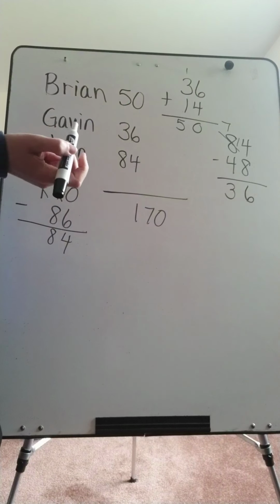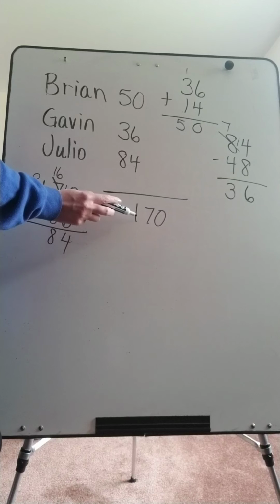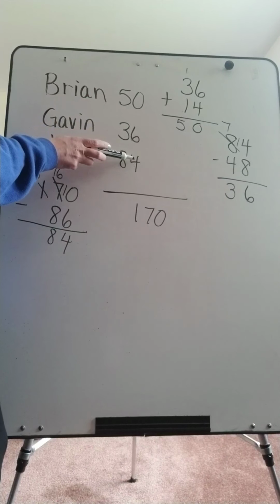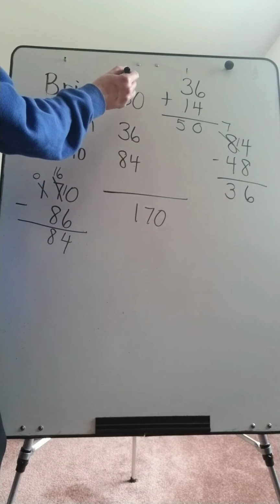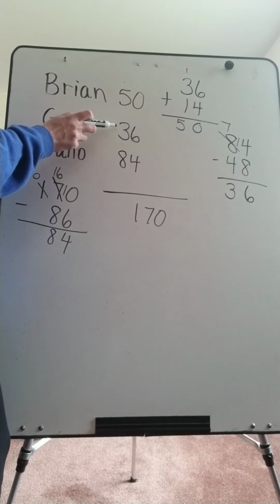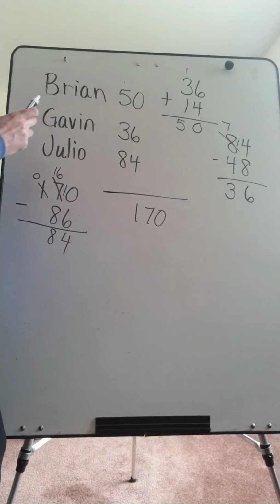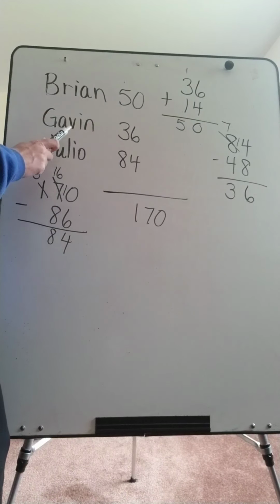Now we can check it because it tells us if we add their three numbers, we should get 170. So 6 plus 4 is 10, so 0, carry the 1. 5 plus 1 is 6. 6 plus 3 is 9. 9 plus 8 is 17. So that would be correct. Brian's number is 50, Gavin's number is 36, and Julio's number is 84.